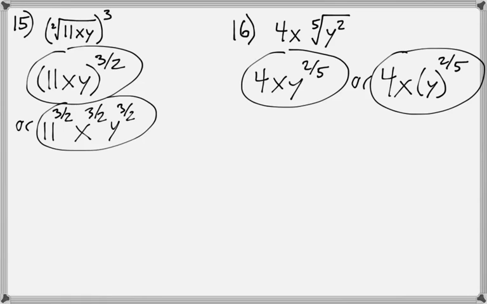So you could not do the entire thing in parentheses because that would apply the fifth root to everything, and the 4 and the x are not on the inside.